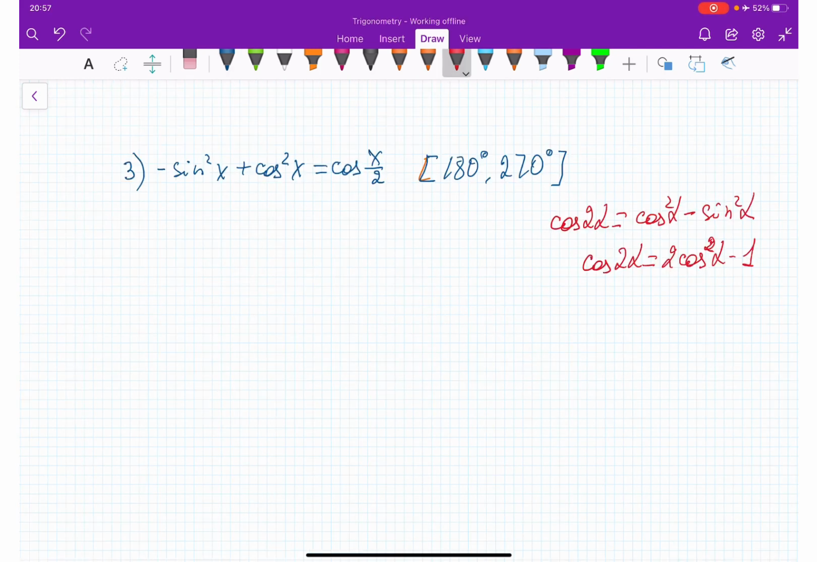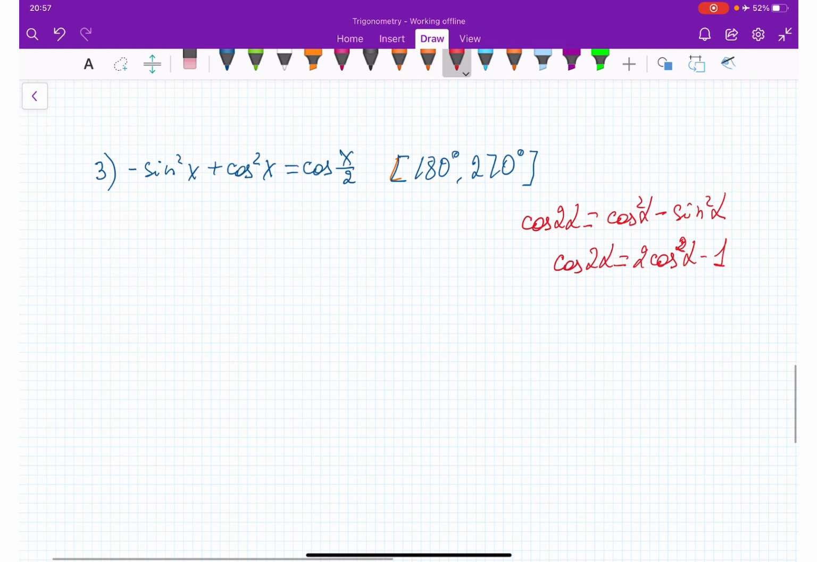Moving to the third function. Let's solve the third trig function: negative sine square x plus cosine square x equal cosine half of x. Okay, and we're going to solve for x on the interval between 180 and 270 degrees. So here I have prepared formulas we are going to use. Let me rewrite in the following format.